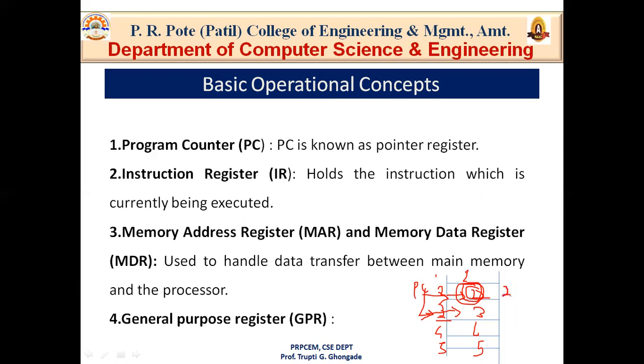For example, here is your 3 plus 5 stored at memory location 2, and here is your 3 minus 1. Now currently you are executing this instruction. So this instruction is held by the IR, that is the instruction register, and while executing this instruction, your PC will point to the 3 minus 1, that is the next instruction.